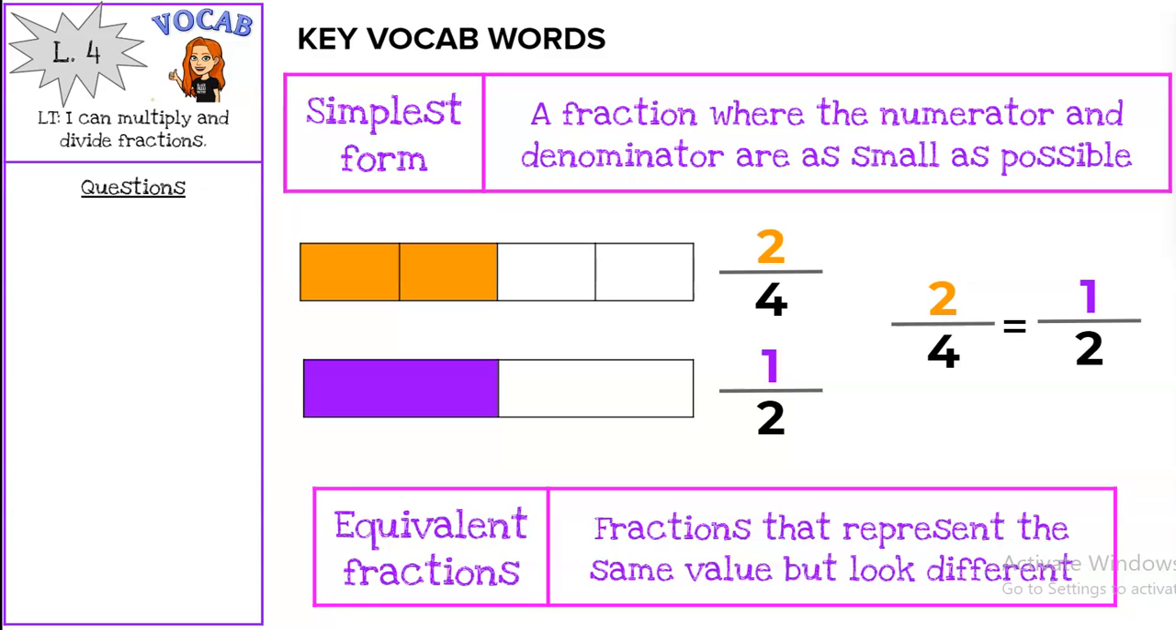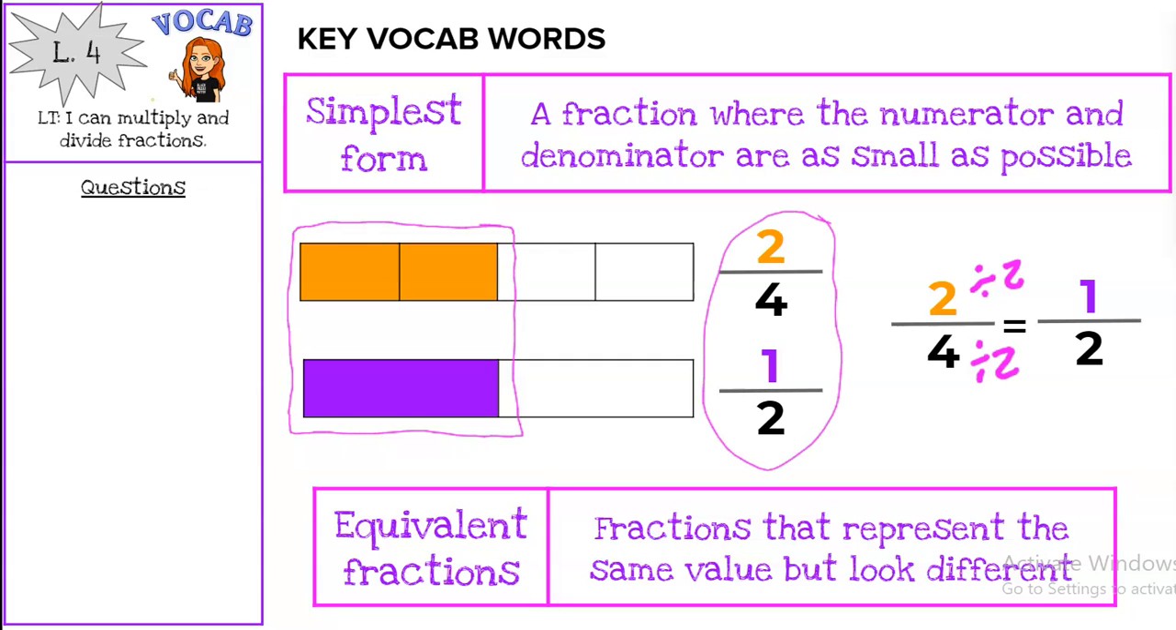Simplest form is a fraction where the numerator and denominator are as small as possible. So we can rewrite 2/4 as 1/2 because 2 divided by 2 is 1 and 4 divided by 2 is 2. And these make equivalent fractions, because they're fractions that represent the same value but look different. So remember, they cover the same amount. Like a candy bar, you get the same amount of candy, but the fractions just look different.